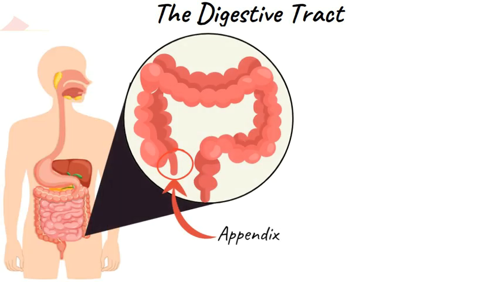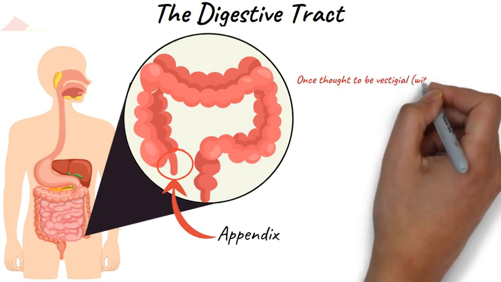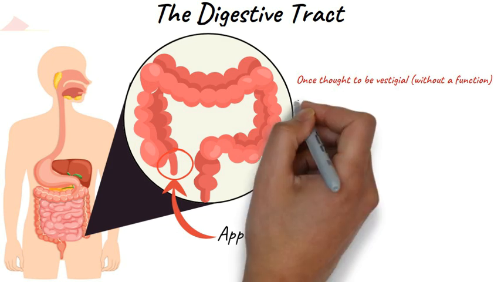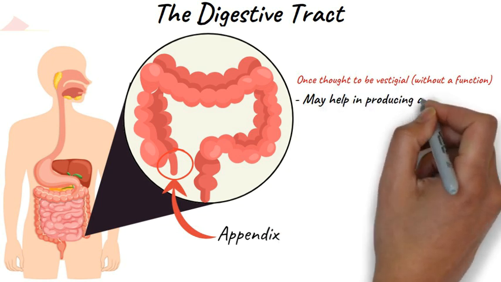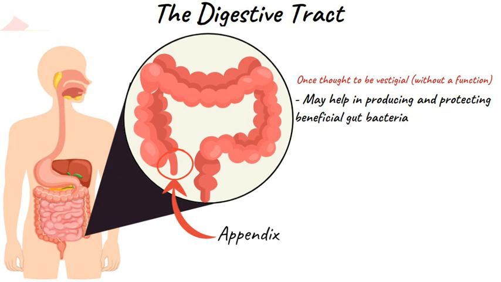The appendix. The appendix is a small finger-like projection attached to the cecum. It is tubular and measures about 5 to 10 centimeters in length. It was once thought to be vestigial, that is, without a function, but now it is believed to play a role in immune function. The appendix contains lymphoid tissues which help in producing and protecting beneficial gut bacteria, especially after infections.